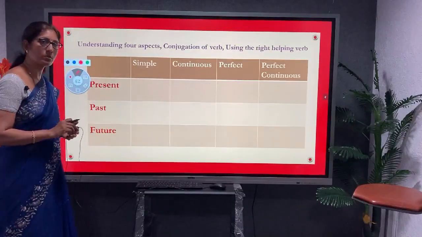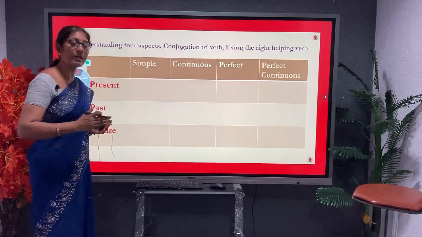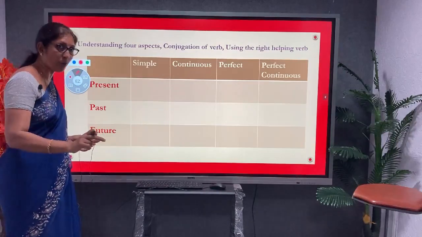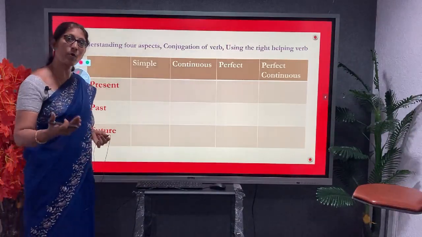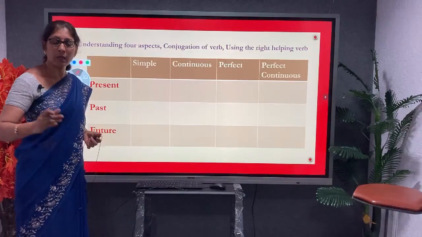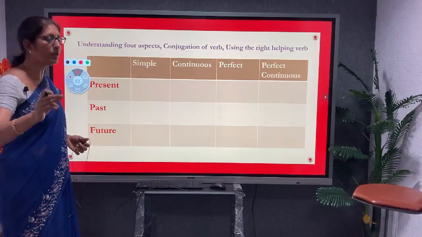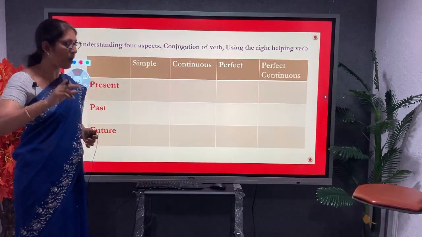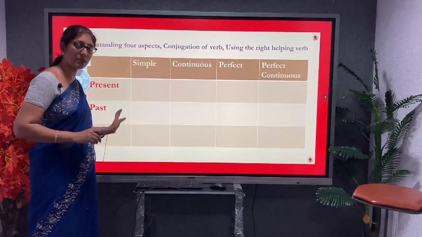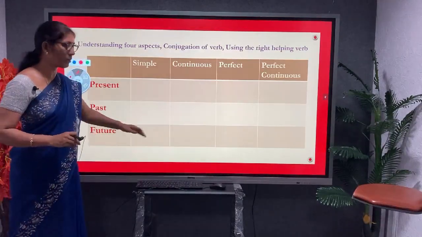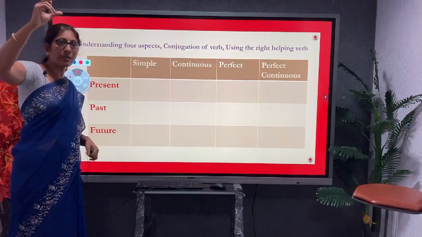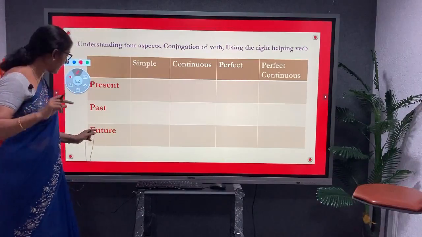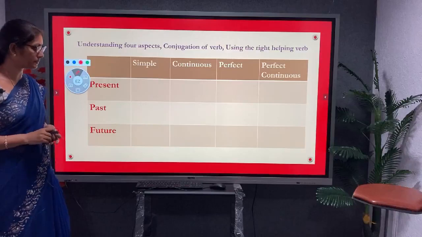So past continuous means when we refer to some time in the past, okay, at that time what you were doing. Okay, maybe I am talking about yesterday afternoon. Okay, and I mention the time yesterday afternoon, and if I want to tell what I was doing at that particular time in the past, then we use past continuous. Okay, so future continuous, when you refer to a certain time in the future and at that time what you will be doing. Okay, that is future continuous.